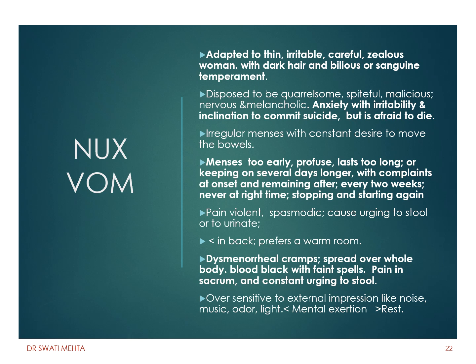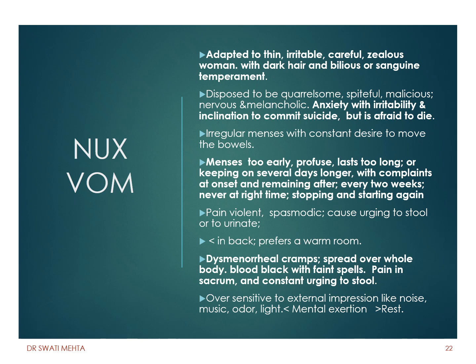Nux vomica is adapted to thin, irritable, careful, zealous women with dark hair and bilious or sanguine temperaments. Means those women who live a sedentary life, you can use Nux vomica for that. Patient is having spasmodic dysmenorrhea, frequent urge for stool during menses, black menstrual blood with sacral pain and irritable temperament. So menses too early, profuse, lasting too long or keeping on several days longer, with complaints at onset and remaining after. Every 2 weeks patient is having bleeding. So you can use it for metrorrhagia.